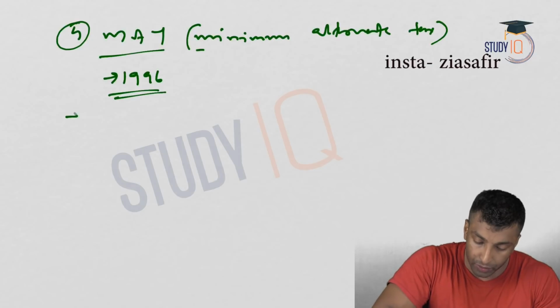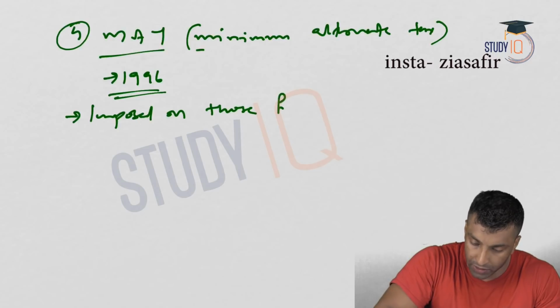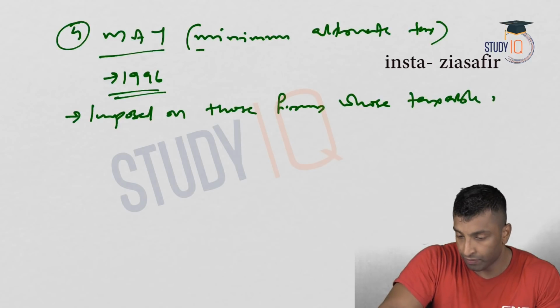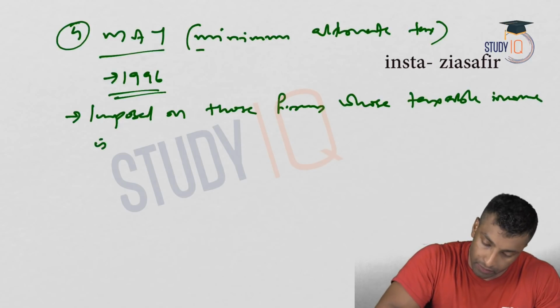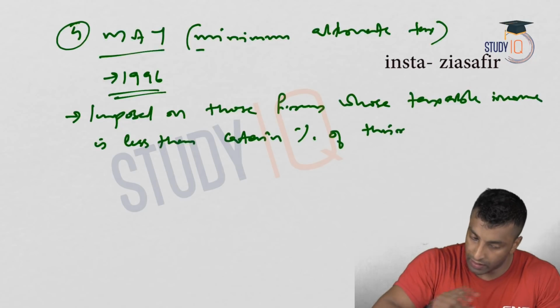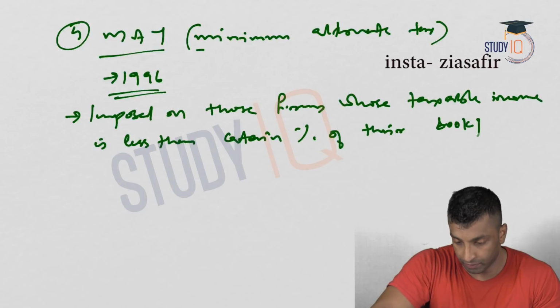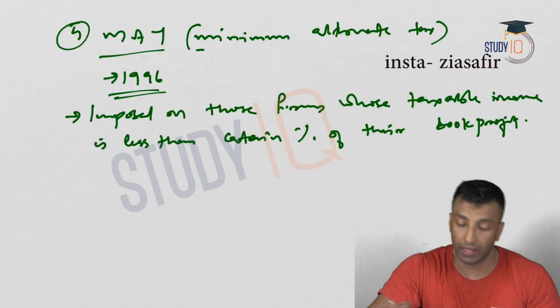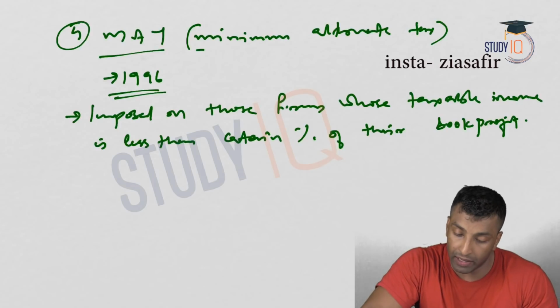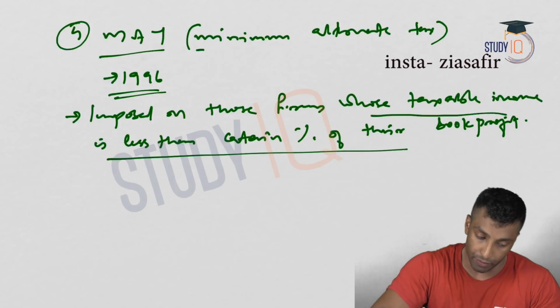Okay, so it is imposed on those firms whose taxable income is less than a certain percentage of their book profit. I'll tell you what is book profit and everything. Okay, so if their taxable income is less than a certain percentage of their book profit, it is imposed.